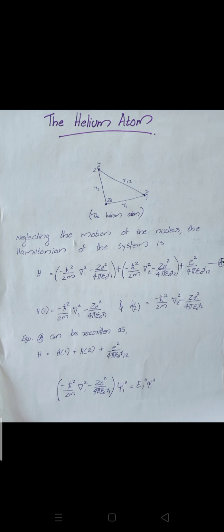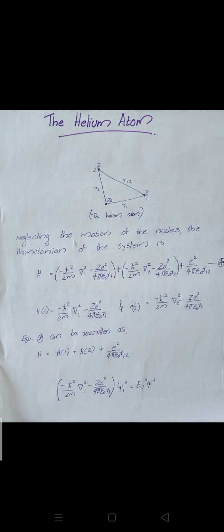Neglecting the motion of the nucleus, the Hamiltonian of the system is H equals minus ħ²/2m ∇1² minus Ze²/4πε0 r1, plus minus ħ²/2m ∇2² minus Ze²/4πε0 r2, plus e²/4πε0 r12. We are taking this as equation A.